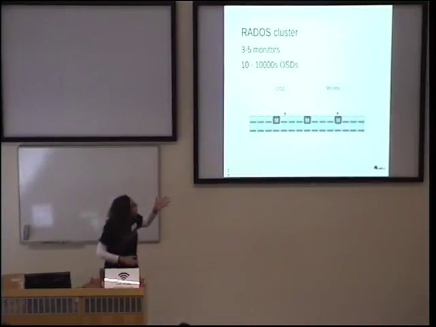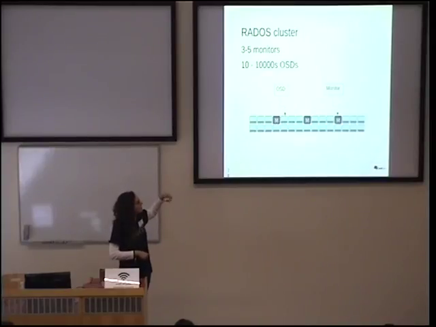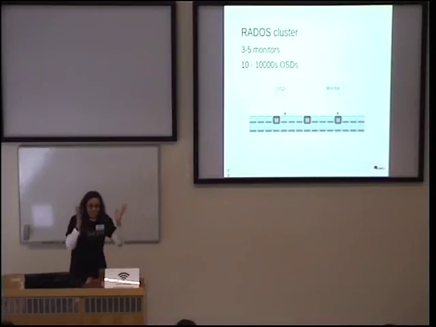So this is an example of a RADOS cluster. We have 3 monitors and many OSDs. When the client connects to the cluster, it gets the cluster map from one of the monitors. And then it connects to the OSDs directly without going through the monitors, unless there's a failure somewhere.